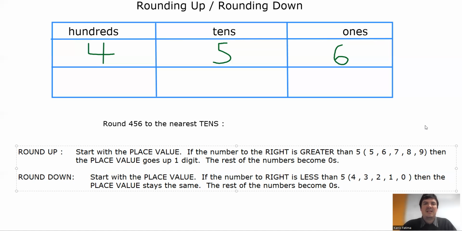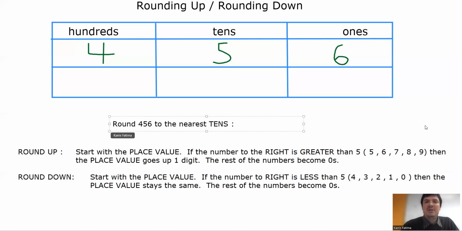So looking at our first example, it asks us to round 456 to the nearest tens. Because it says round to the nearest tens, we're going to start at the tens place value. Our digit in the tens place is 5. So we're going to look to the right of the place value at the 1 spot. Now, if I look at the 1 spot, 6 is greater than 5.